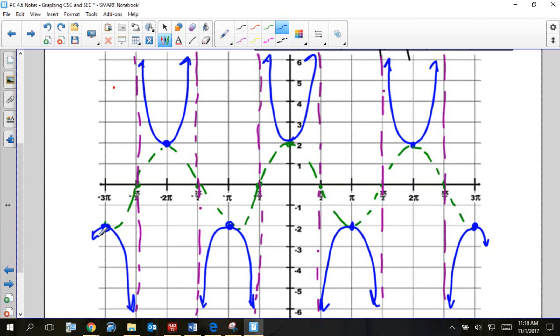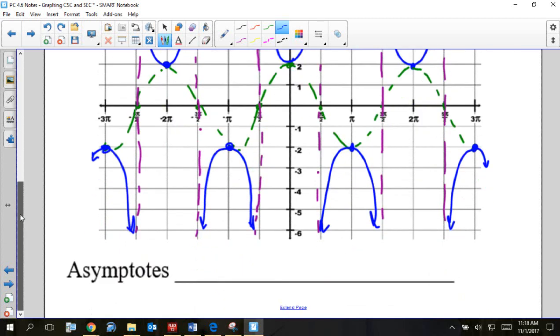Look at the asymptotes, I'll fill those in a moment. I remember it this time. What is the first non-negative asymptote? Pi over 2. And then what are we adding on? How much are we adding on? Pi, so k pi.